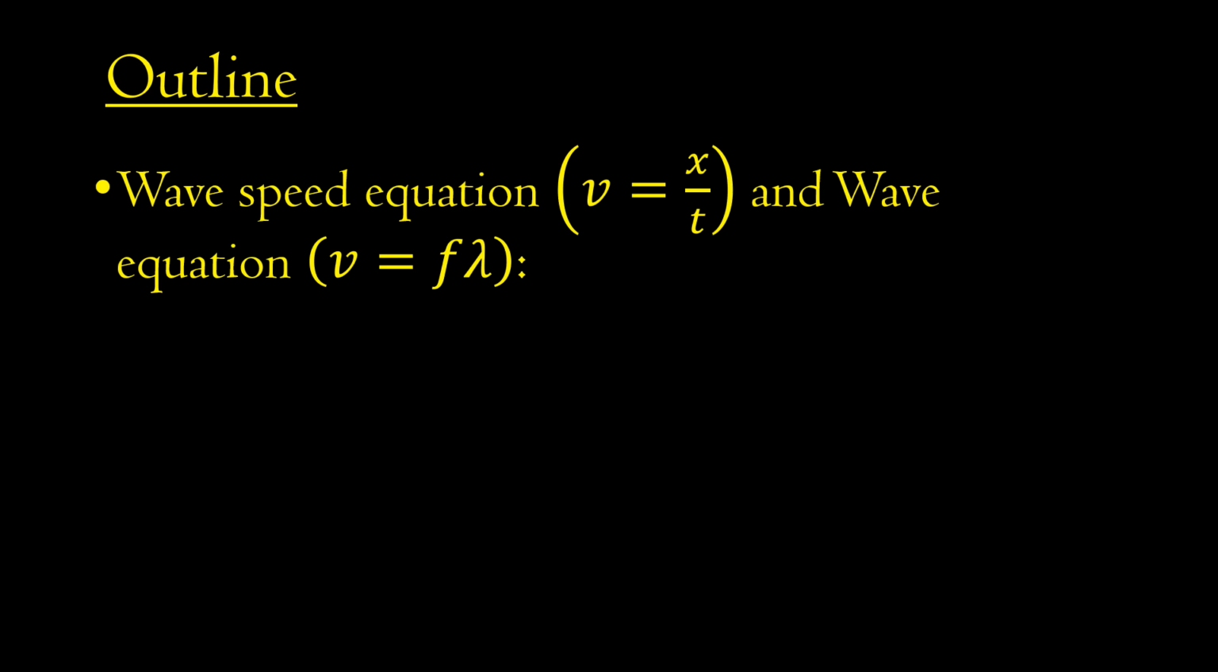At the end of this lesson, you will be able to use the expression for speed, v equals the distance x divided by the time taken, and the wave equation, v equals the frequency f multiplied by the wavelength lambda. And we're going to use these equations to solve problems involving echoes.